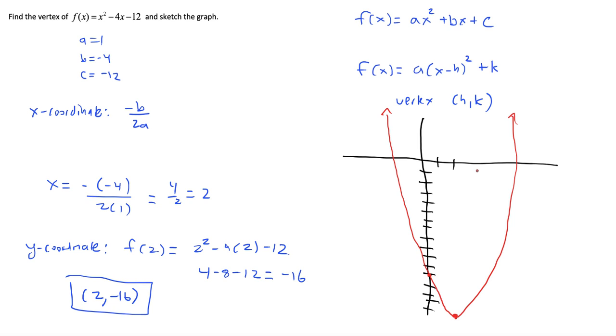So the x-intercepts, this question does not ask for them. Of course, we could find them. But once again, the main thing is, as long as you can find the vertex and then determine if it opens up or down, that is always going to be the first thing you should do.